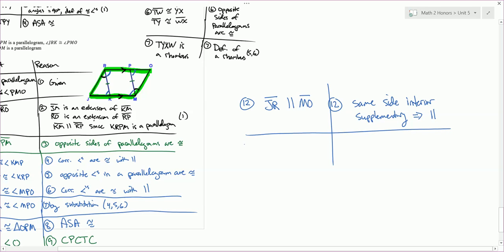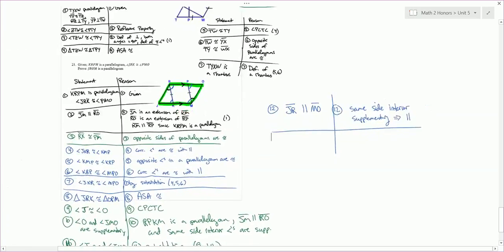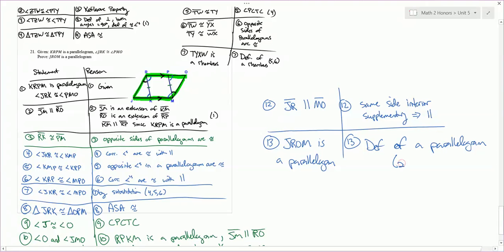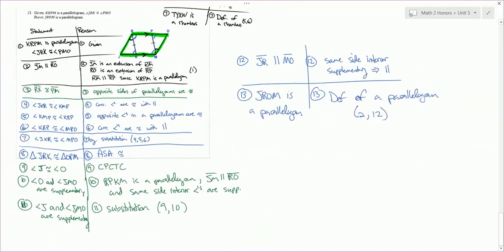So now, from statement 12 and from statement 2, we've finally proven it. JROM is in fact a parallelogram, using the definition of a parallelogram, and referring to statement 2 and statement 12. Yikes, that's a big one.